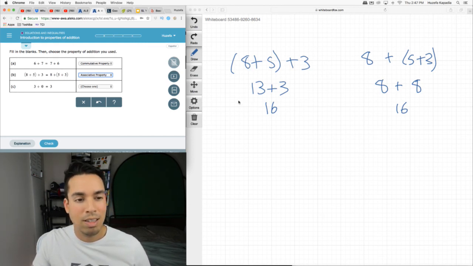So as I showed you here, we get 16 both ways. That is called the associative property. You should always think associative when you see parentheses being moved around.